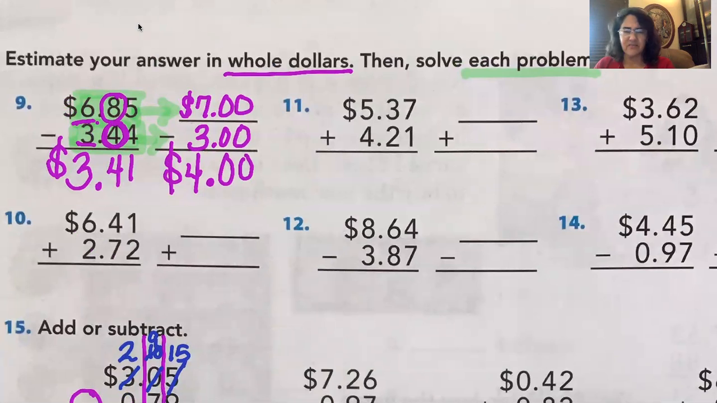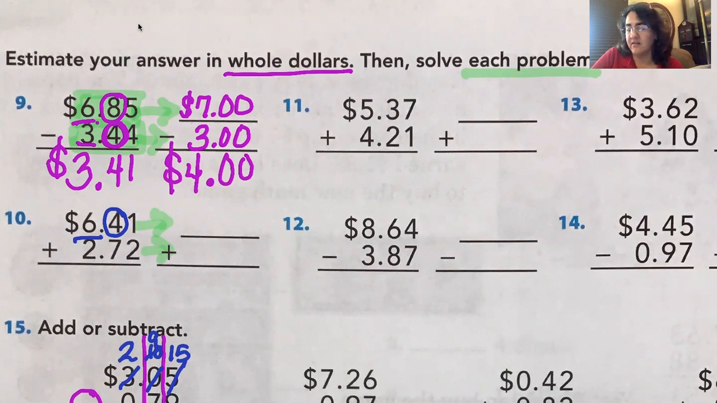Estimating's a little bit tricky for us sometimes, so let's look at number 10. We're gonna do just like we did with number 9. We're gonna estimate the amounts and then we're gonna solve both problems. So if I have $6.41, the 4 tells the 6 what to do. We have 5 or more, we up the score. 4 or less, don't mess. So is the 6 going to become a 7 or is it going to stay a 6?